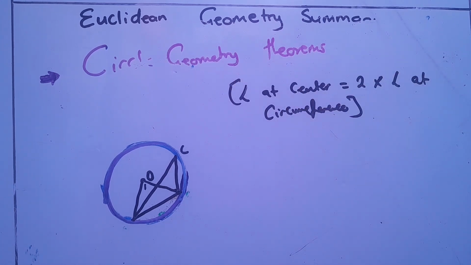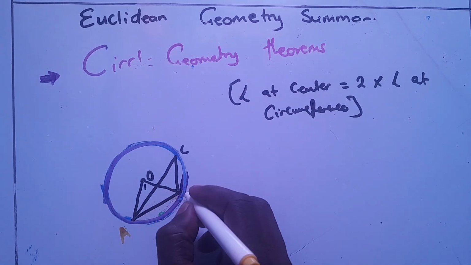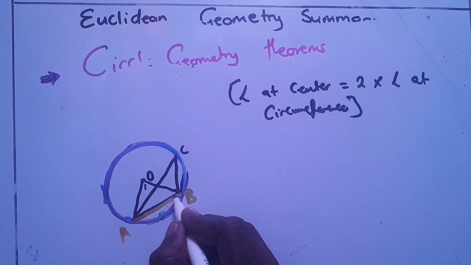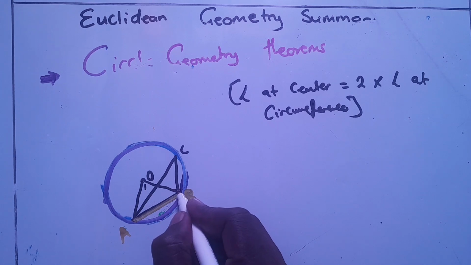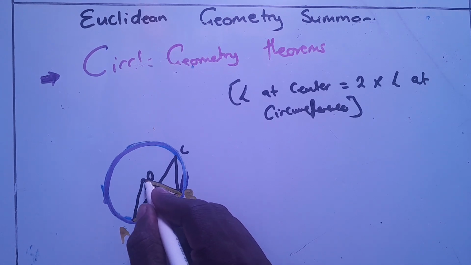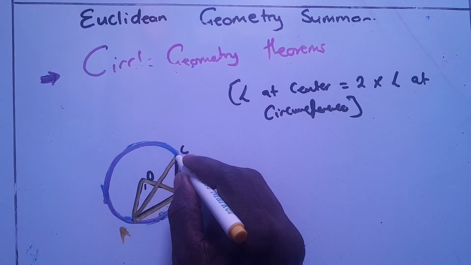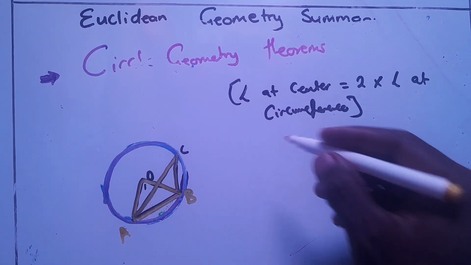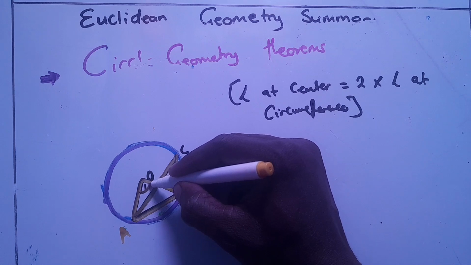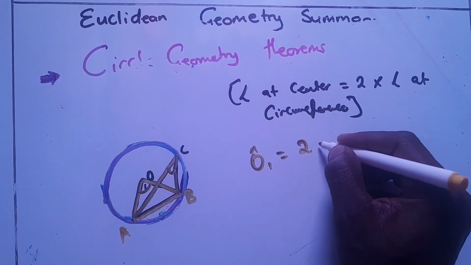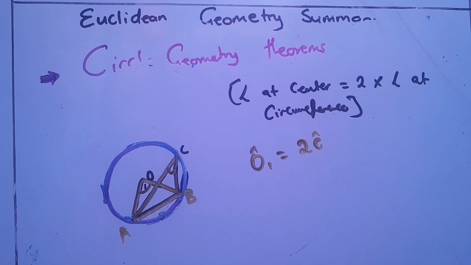So whenever you're given an angle at the center and an angle at the circumference, always check one thing. Are these two angles given by the same chord? Because you can see that we have a chord AB. If we follow the chord AB, it gives us our angle O1. And if we follow AB again, it gives us angle C. So we can now say angle at the center is equal to 2 times angle at the circumference. So it means that our O1 is equal to 2 times our angle C, like that, right?